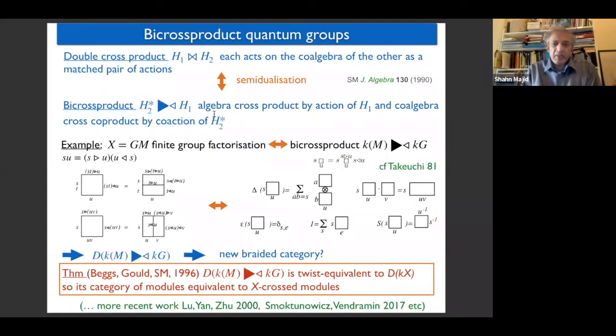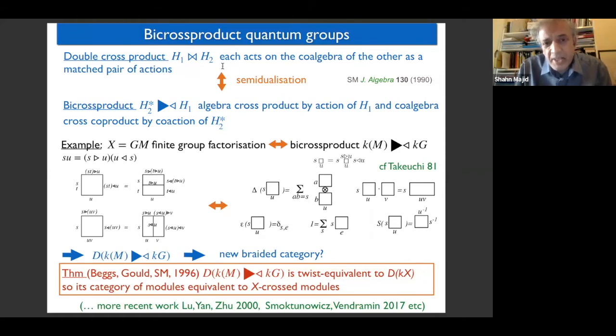Now, returning to the double, the actual structure of the quantum double is really a double cross product. It's a Hopf algebra that factorizes into H1 and H2. Here, one is H and the other was H star opposite. But it's a more general concept. And what you can show from such a factorization is that each Hopf algebra acts on the vector space, in fact, on the coalgebra of the other with certain matching conditions.